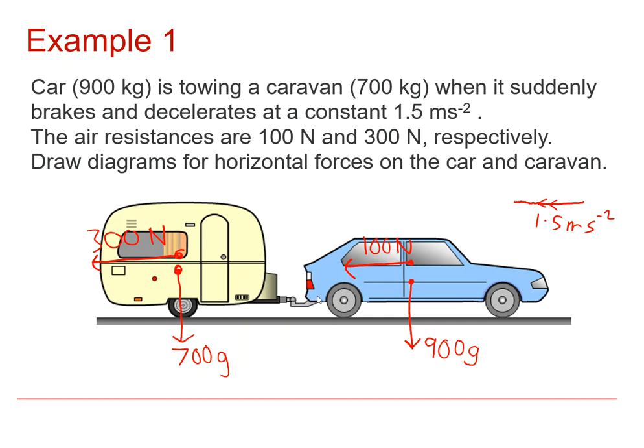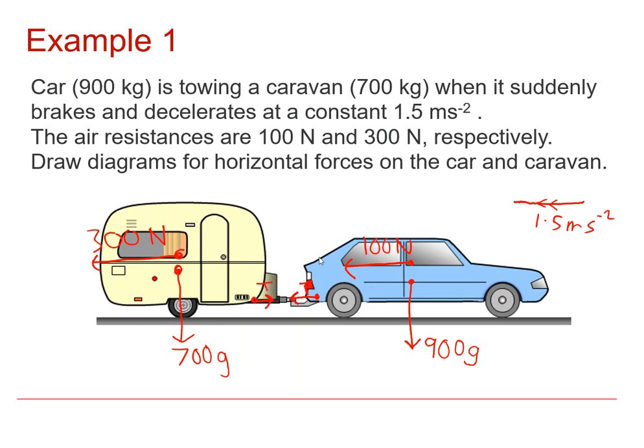So on the car, there'll be a force on the car acting into the tow bar, T. And just like we were mentioning about the string, the tension must be the same at either end. So that means that there's the same force acting on the caravan, but in the other direction, T.